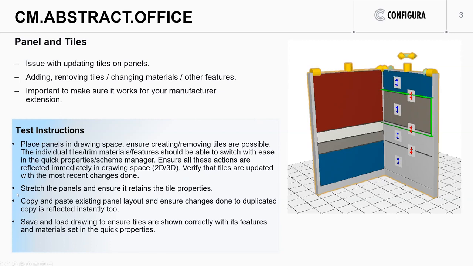Going a mile further, you can stretch the panels and ensure that the tile properties are retained. You can do copy and paste just to make sure it duplicates with the correct properties. If you make changes to the duplicated copy, it should reflect instantly as well. You can also try save and load drawing, just to ensure that the tiles are shown correctly with the features and materials that were set in the quick properties, and that they're in the latest state.